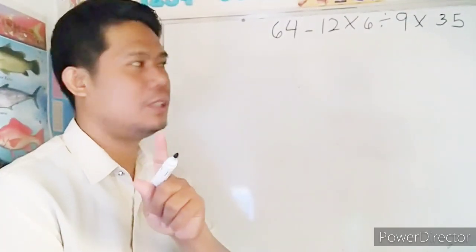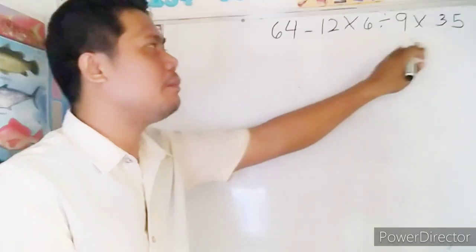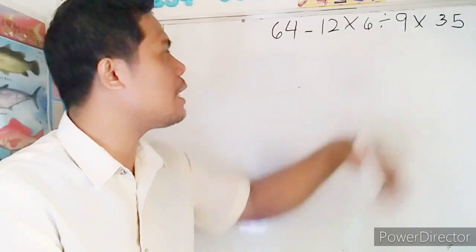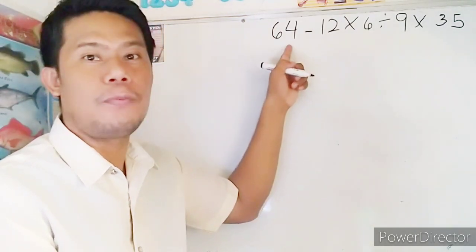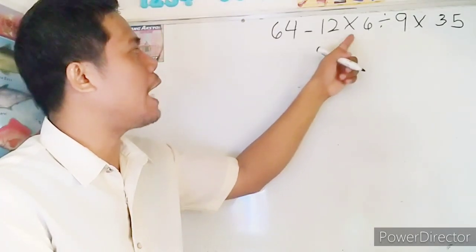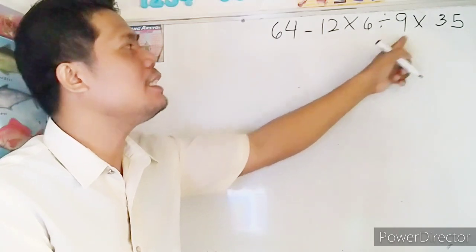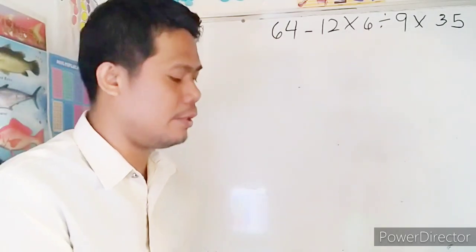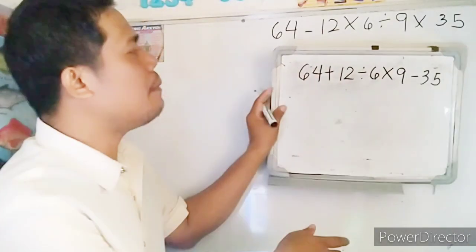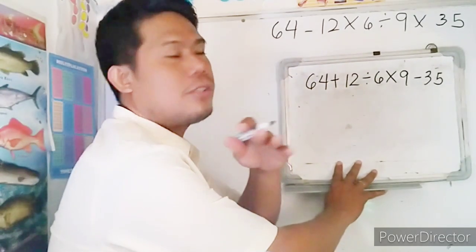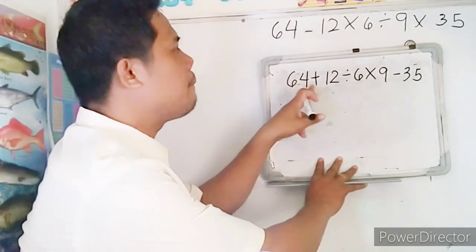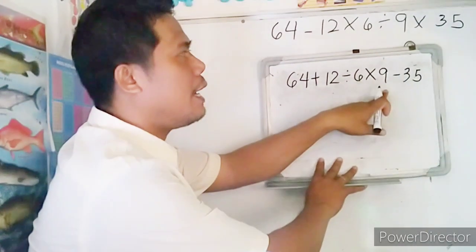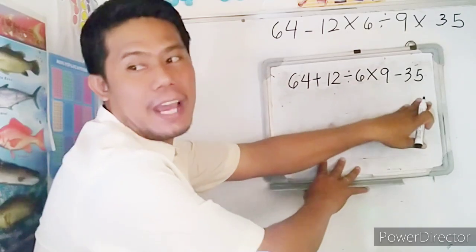Let's have another example. This time, class, we have the same numbers, but I am going to reverse the operations. So let's have this equation: 64 minus 12 times 6 divided by 9 plus 35. So we do not have the parentheses or the grouping symbols. And the same numbers, class, but I reverse the operations. So look at this: 64 plus 12 divided by 6 times 5 minus 35.